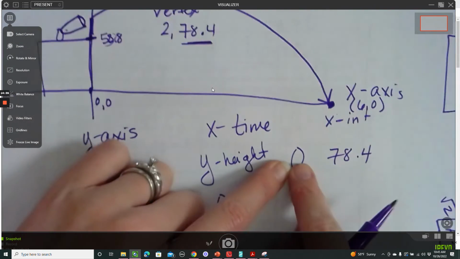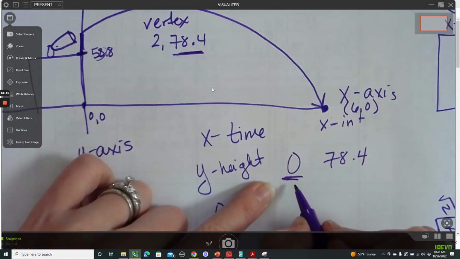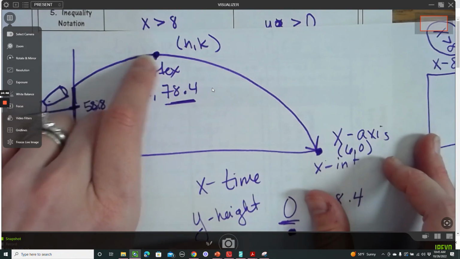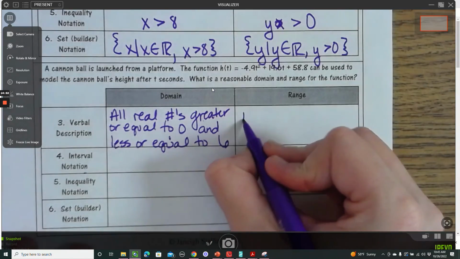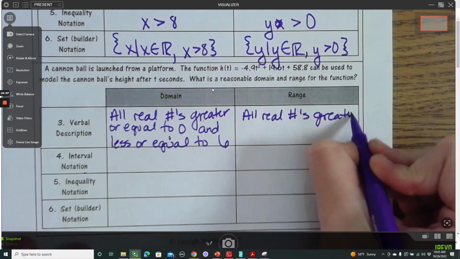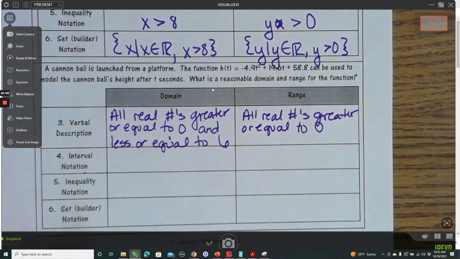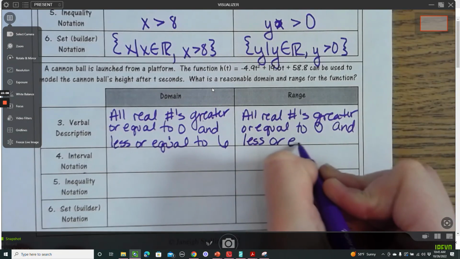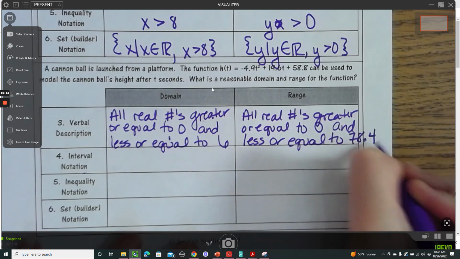So is 0 an actual solution? Can the cannonball be sitting at 0? Okay, so that would be a solid dot. Would 78.4 be a solid dot? Remember, if it's in the middle of the line. So my range would be all real numbers greater than or equal to 0 and less than or equal to 78.4.